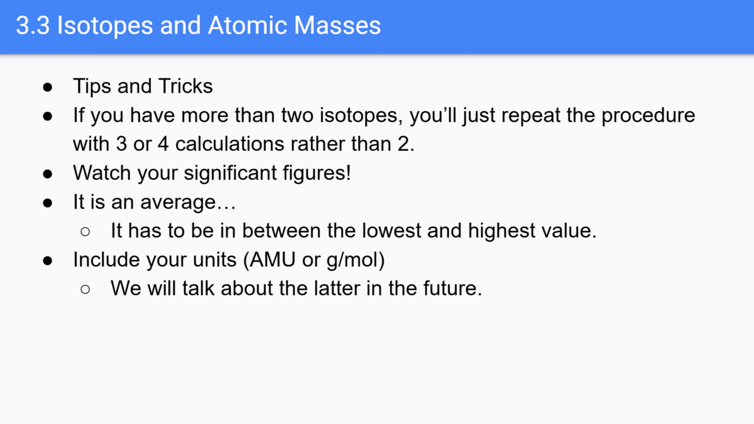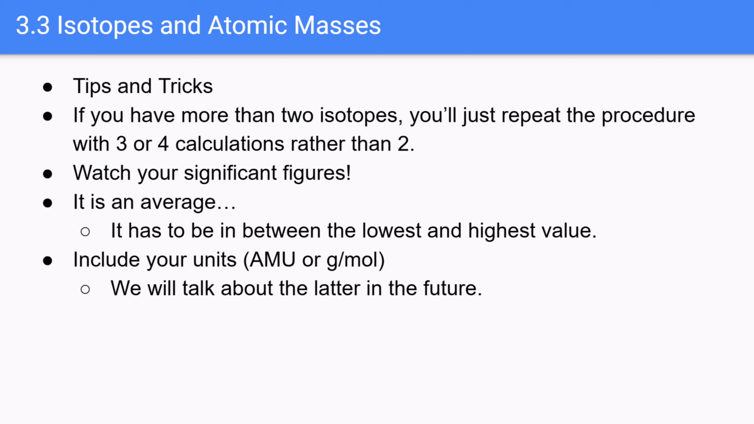So don't just go through and do 2 calculations. If you see 3 isotopes, you need to do 3 calculations and then add them together. Watch your significant figures, and then remember, it has to be an average. It has to be in between the highest and lowest values, just like we discussed, and we can make a prediction as to which isotope it's going to be closest to based on the percentages that are given.